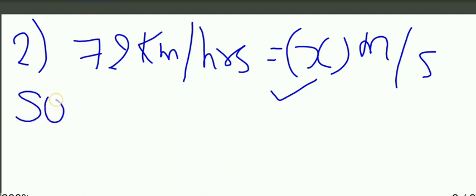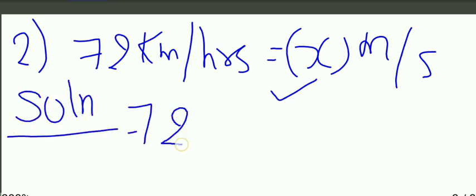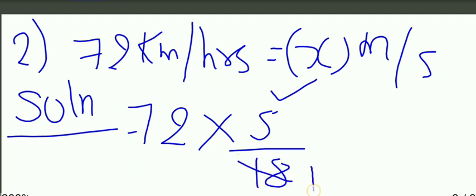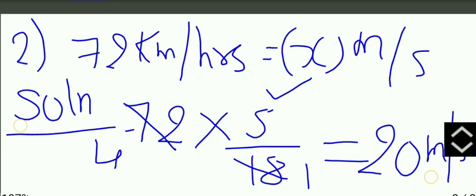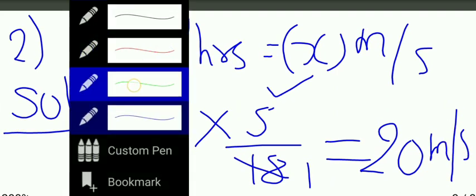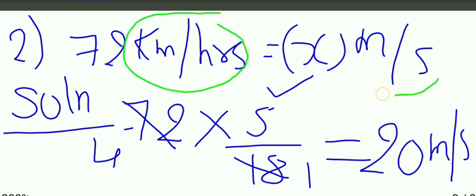So what you will do, you will simply write 72 and multiply this 72 by 5 by 18. So 18 1 is 18, 18 3 is 54, 18 4 is 72. So this is 4. So 5 into 4 becomes 20 meter per second. So this is the unique method by which you will convert kilometer per hour into meter per second.